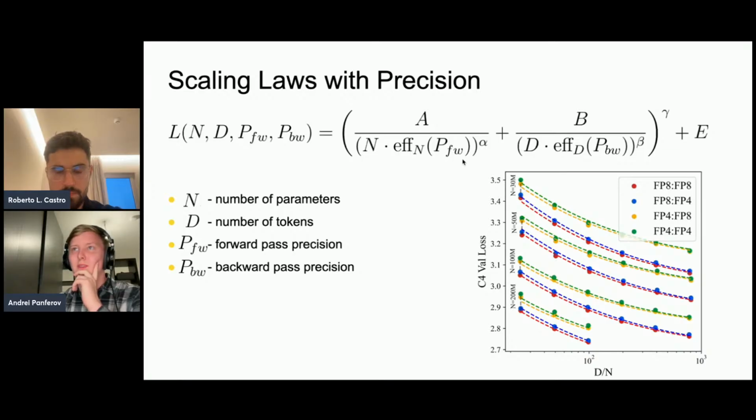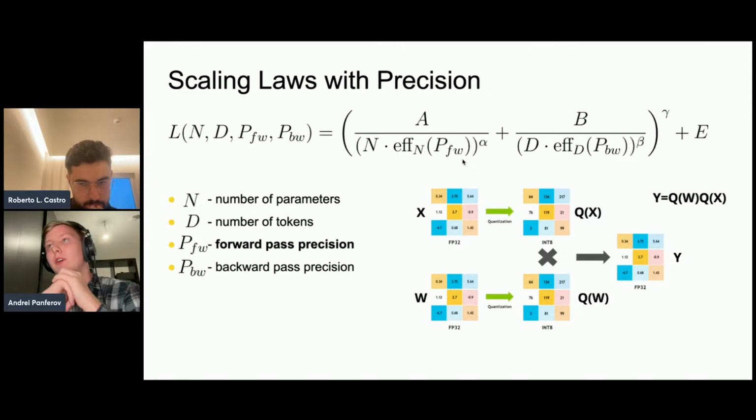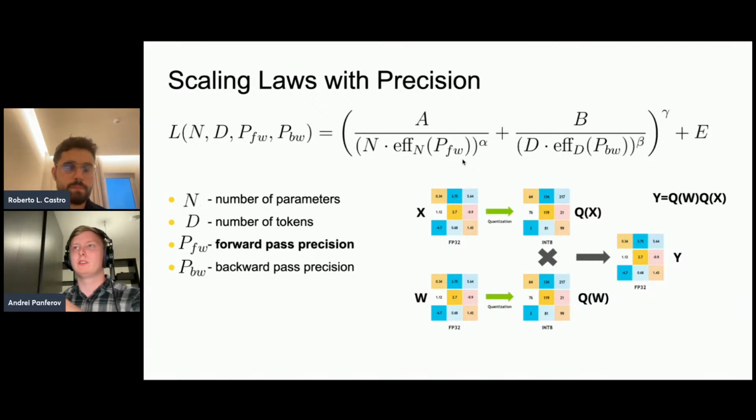So first of all, it's similar to the previous law of Hoffman and co-authors in the sense that the parameter count and the data coefficients are still somewhat decoupled and only interact with each other through this additional constant gamma. If we look in more detail at what's happening here, we can see that the forward precision affects the parameter count, and only the parameter count, as a multiplicative factor on the parameter count. Naturally, since quantized training cannot outperform the baseline full precision training, this effective multiplier is between 0 and 1.